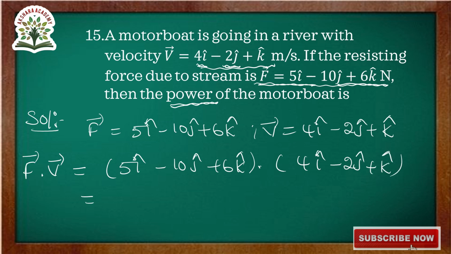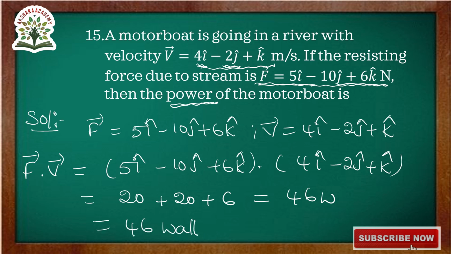In the dot product, i dot i, j dot j, k dot k equals 1. So 5 fours are 20, minus into minus, plus 10 twos are 20, plus 6 ones are 6. So 20 plus 20 is 40, 40 plus 6 is 46. 46 watts. So power units are watts. This is the final answer. The power of the motorboat is 46 watts.